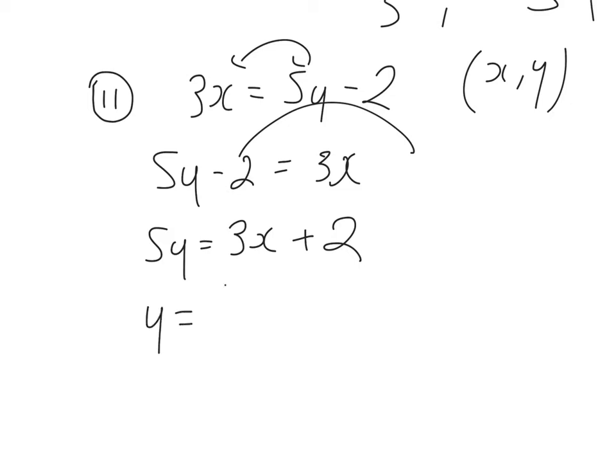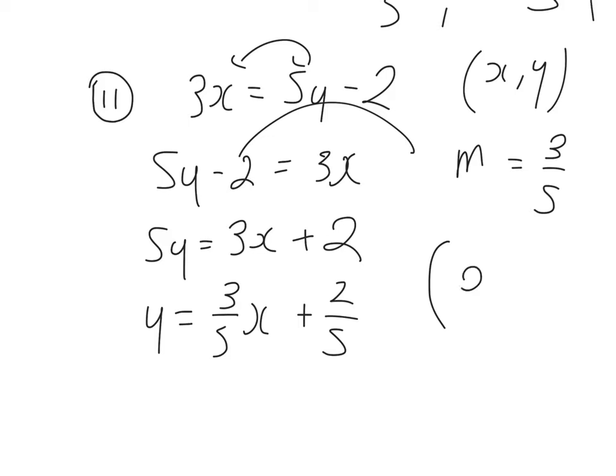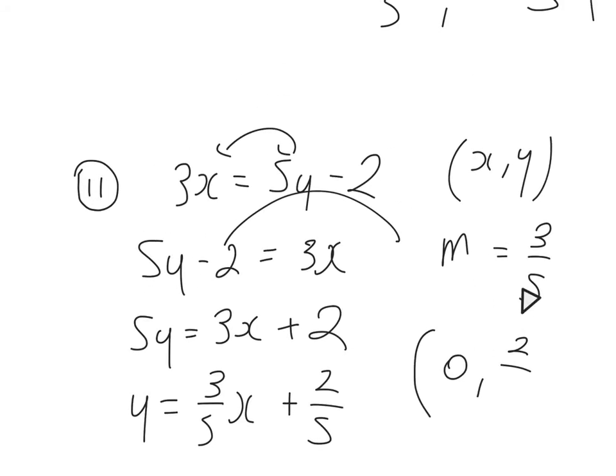So divide through by 5, and that's 3/5 x plus 2/5. So this time the gradient is 3/5, the y-intercept is 2/5. But if I'm asked for the point, then I need to write it as (0, 2/5).